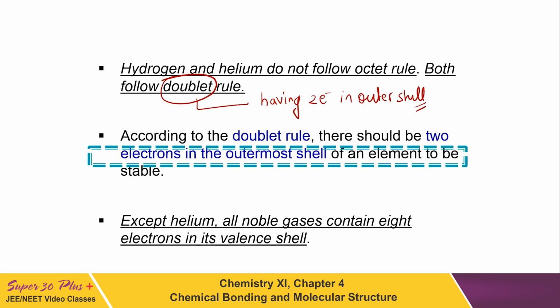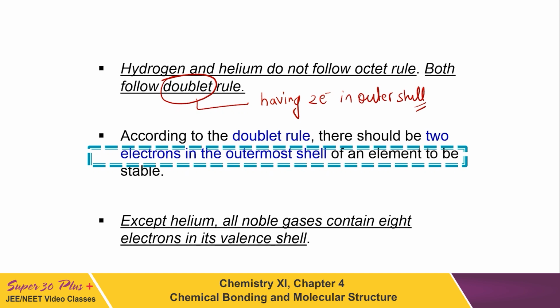Guys, do you know why they have just 2 electrons in the outer shell? Because they do not have a 2p subshell. Hydrogen and helium just have 1s. They don't even have 2s. So they can accommodate only 2 electrons in their outer shell. Now according to the doublet rule, there should be 2 electrons in the outermost shell of an element to be stable. And yes, they are stable, especially helium.